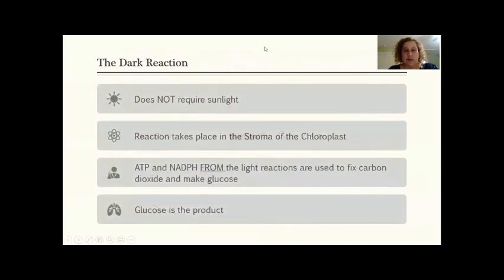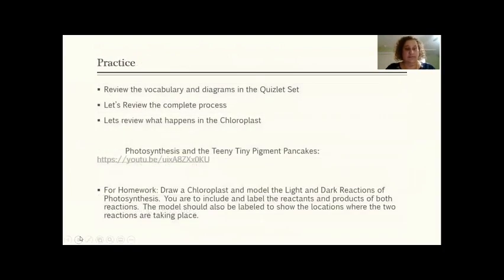Okay, let's review the main features then of the dark reaction. The dark reaction does not require sunlight. This reaction takes place in the stroma of the chloroplast, not the thylakoid membranes. Okay? Now, you need two products of the light reaction, though, in order to get the dark reaction started and complete it. Those are ATP and NADPH from the light reaction come in. And finally, glucose is the product of the dark reaction.